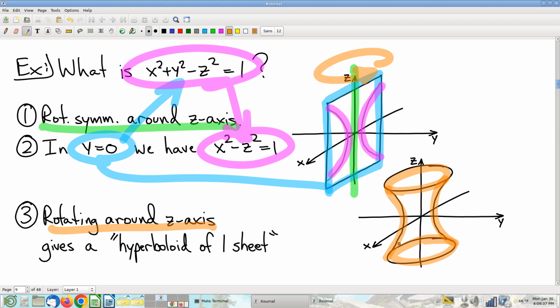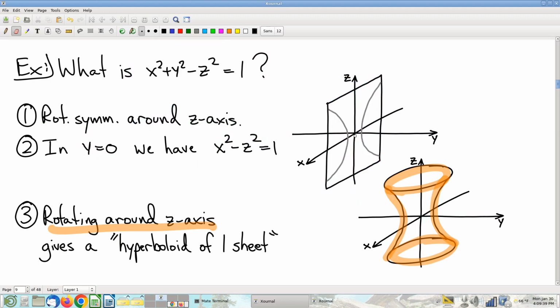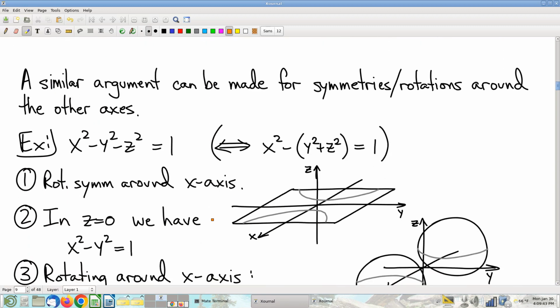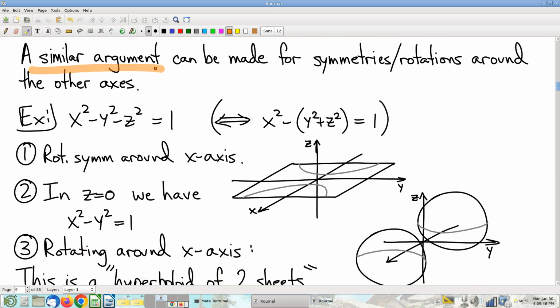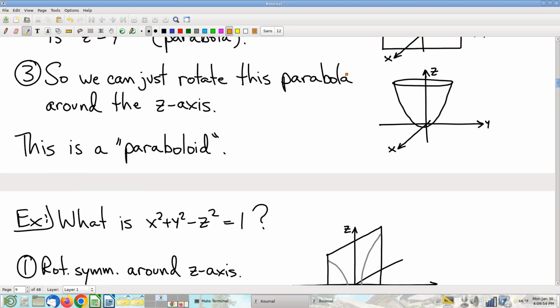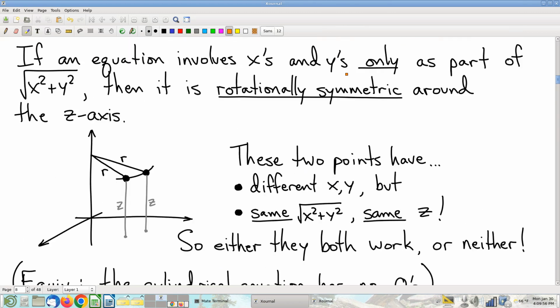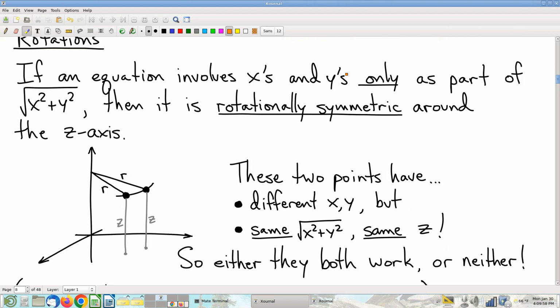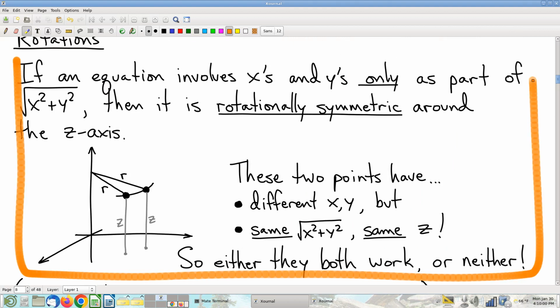Now, the examples that I've showed you here all have rotational symmetry around the z-axis. But there are similar arguments that you can make for rotational symmetries around the other axes. I'm going to leave those arguments for y'all to think through on your own. It's going to look a lot like this one.